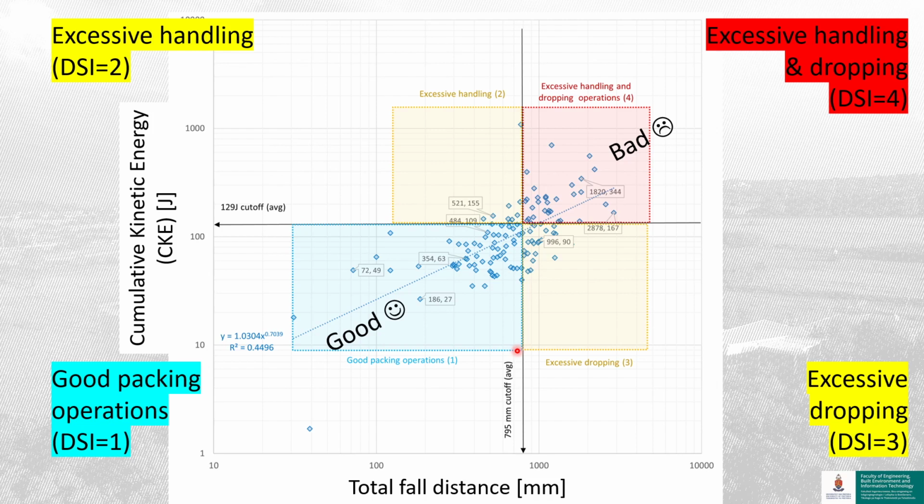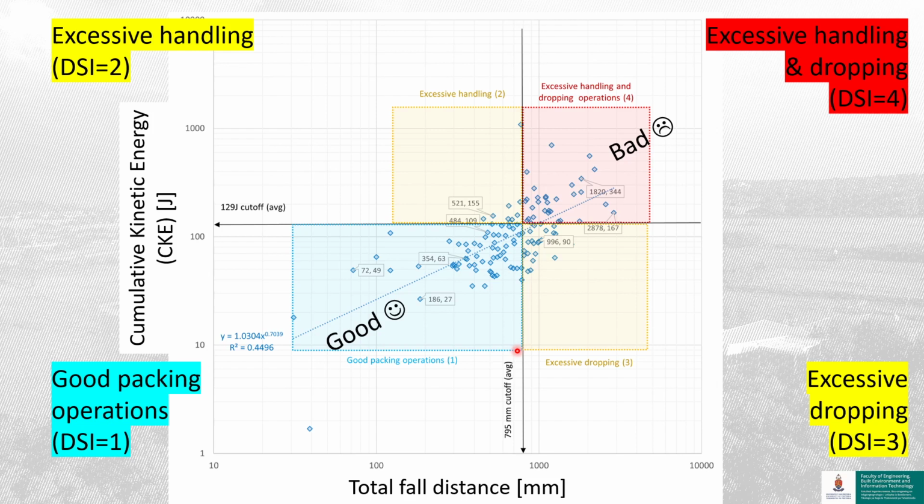If the smather falls quite a bit and it's handled roughly, so lots of impact events, then your packhouse will sit in the top right. And the delineation between these different quadrants is determined by the average of those measurements. So again, it's a relative distribution of packhouses.